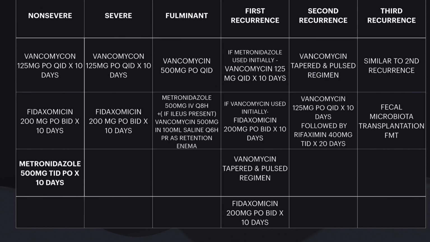The treatment for first, second, and third recurrence are mentioned here. There is a standard vancomycin regimen or a tapered and pulsed regimen, and there is also something known as fecal microbiota transplantation, also known as FMT. Let us learn a little more about this. What is the vancomycin tapered and pulsed regimen?